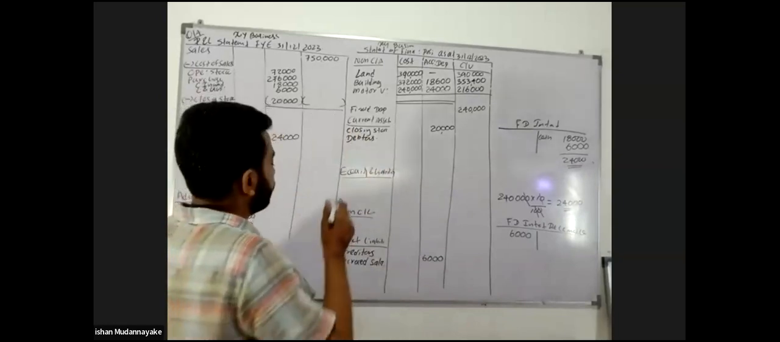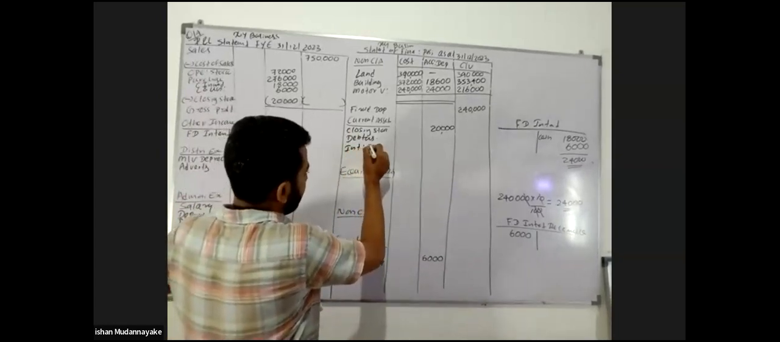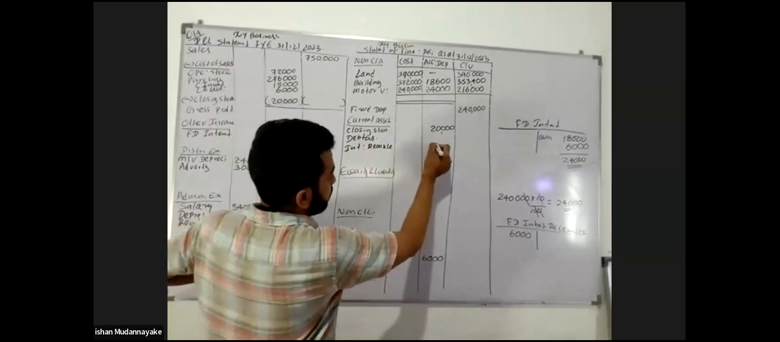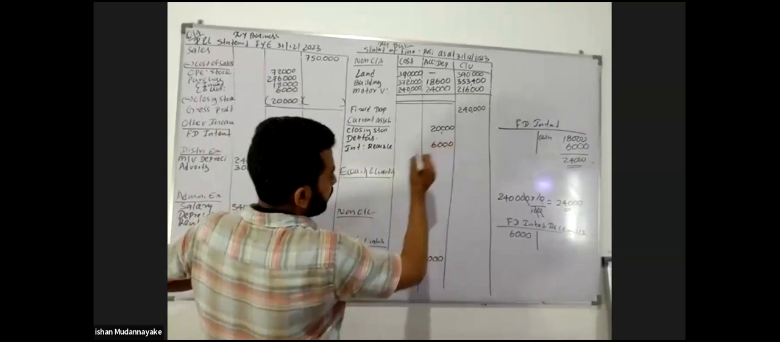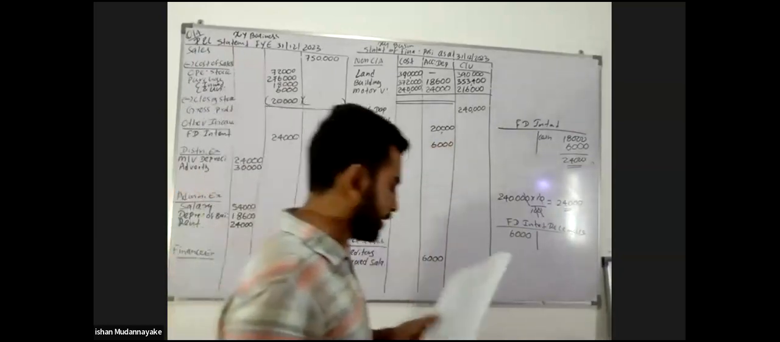Under current assets, write down interest receivable 6,000.